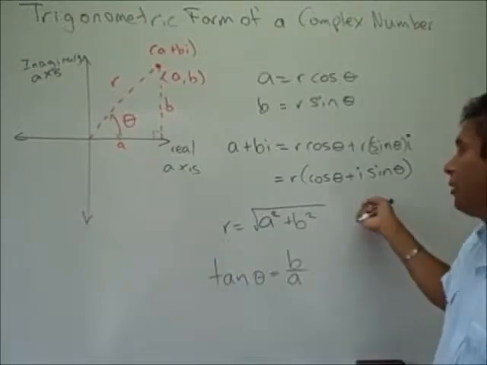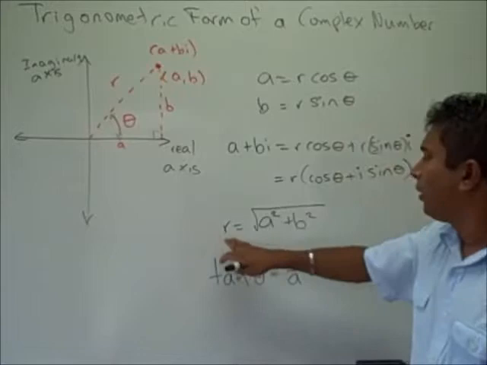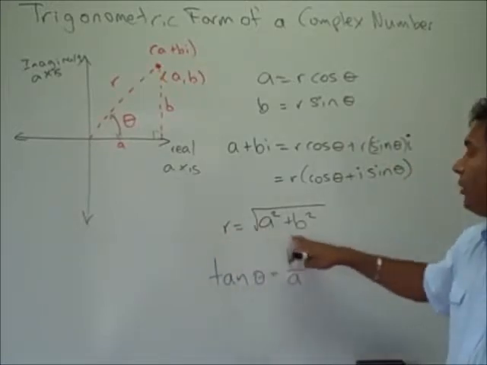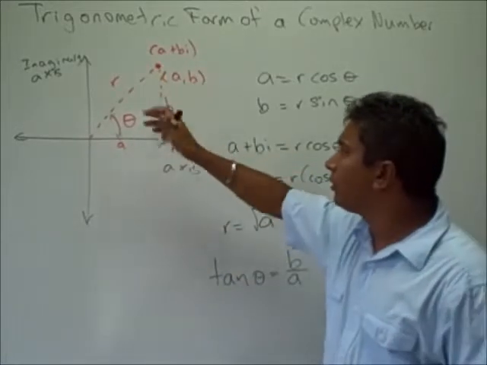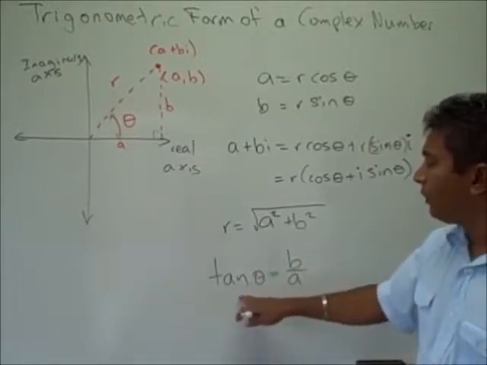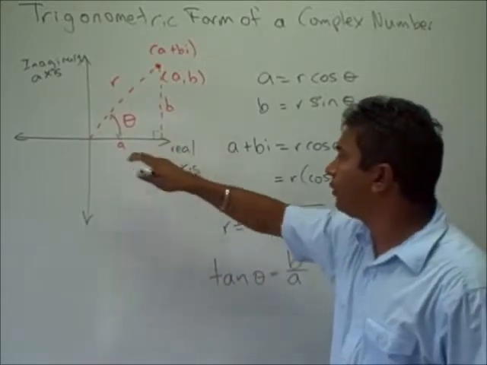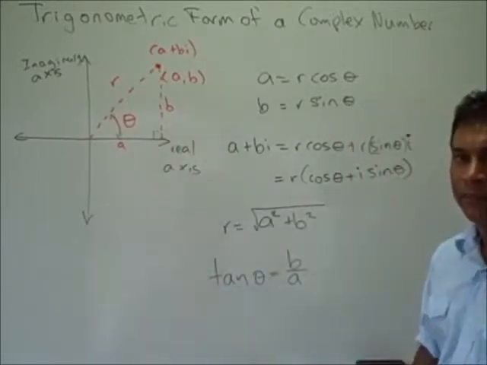Now to find r, using the Pythagorean theorem again, r is equal to the square root of a squared plus b squared, since this is a right triangle. And from our identity for tan, we know tan is equal to opposite over adjacent, so tan of theta is equal to b over a.